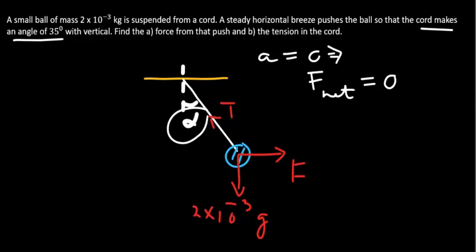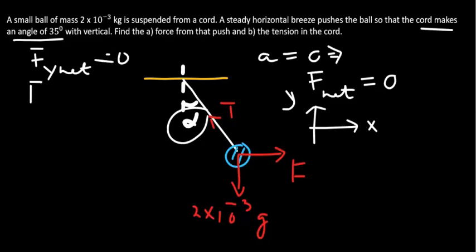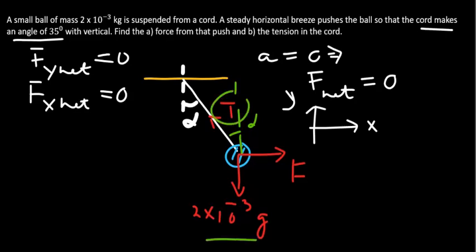This is a two-dimensional problem. If you take that direction to be x and that direction to be y, then the net force along the y direction is 0. The net force along the x direction is also 0. So let's look along the y direction first. So this angle here is alpha, and alpha is 35 degrees. Now there are two forces acting along the y direction.